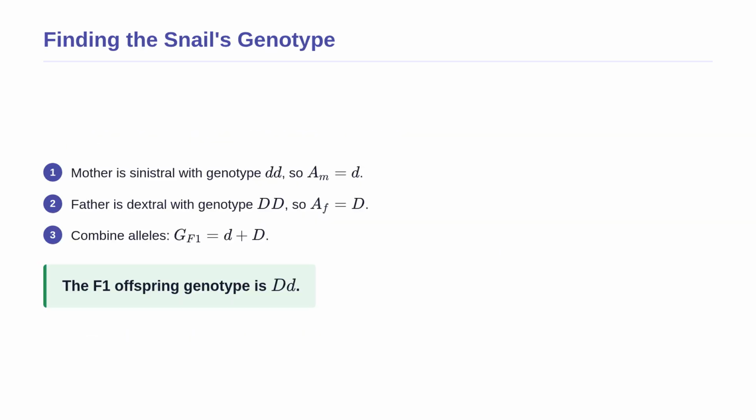Let us walk through this step by step for our specific snails. We are given that the mother is sinistral with genotype lowercase d, lowercase d, so she can only contribute a lowercase d allele. The father is dextral with genotype capital D, capital D, so he contributes a capital D allele. We combine these alleles to find the offspring's genetic makeup. The final answer is that the first-generation offspring has a heterozygous genotype of capital D, lowercase d. Under normal rules, this would mean a right-handed shell. But remember, we are dealing with a maternal effect.